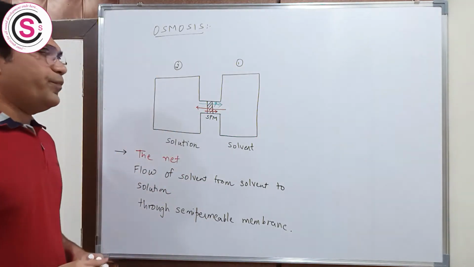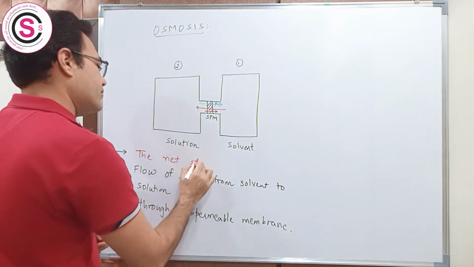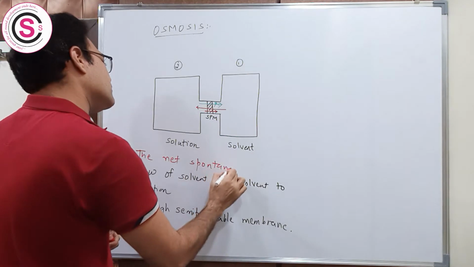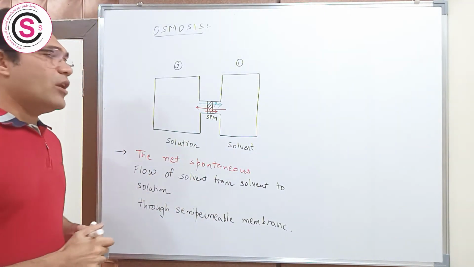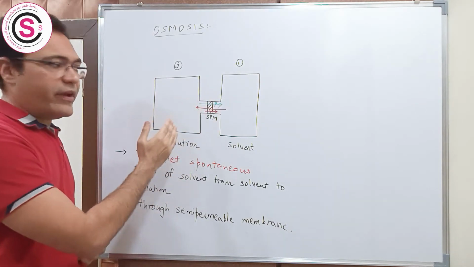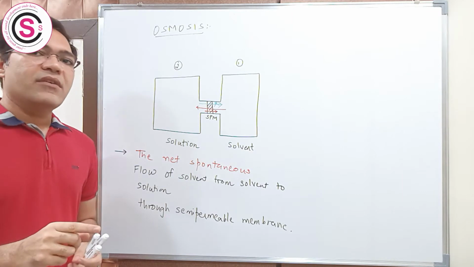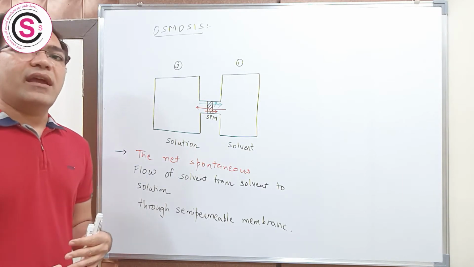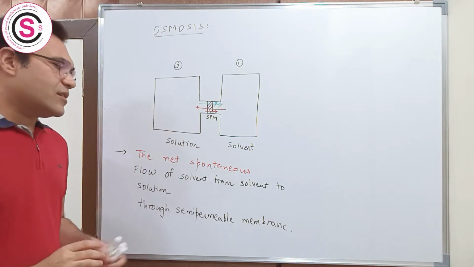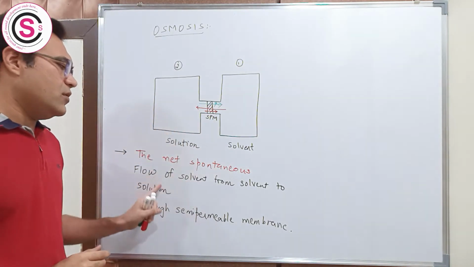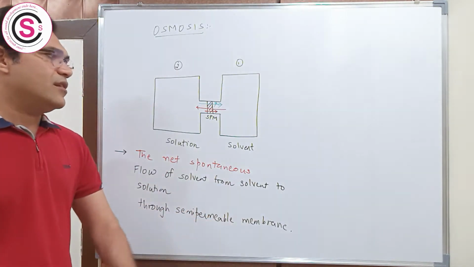So the net flow. One more word should be mentioned here, and that is spontaneous. Spontaneous. Why, students, am I using the word spontaneous? Because this net movement of solvent which is occurring from 1 to 2 is occurring on its own, right? We are not providing it the help of any third agency for the movement to occur. So as a result, it is net spontaneous flow of solvent from solvent to solution through a semi-permeable membrane.